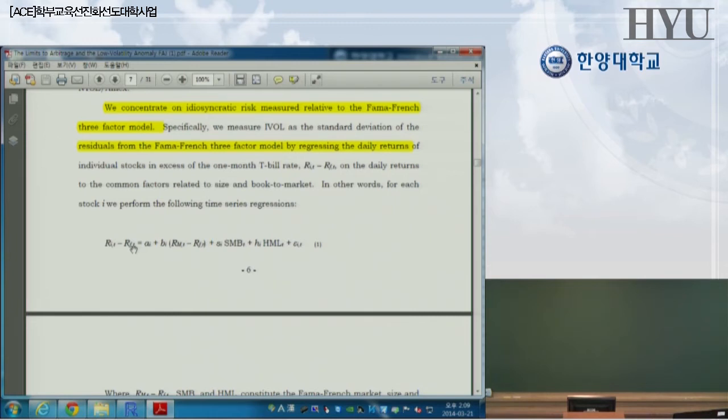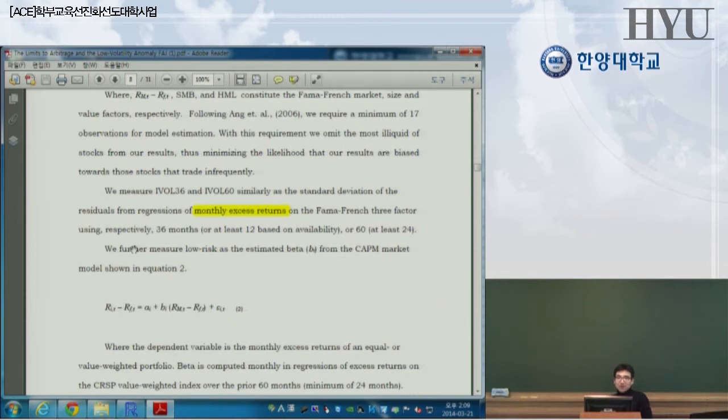And they call that the variability. So if this moves a lot, it means that stock is a high vol stock. If this one moves something like this, it's a low vol stock. And then they use a daily return. So this is their IVOR, okay.